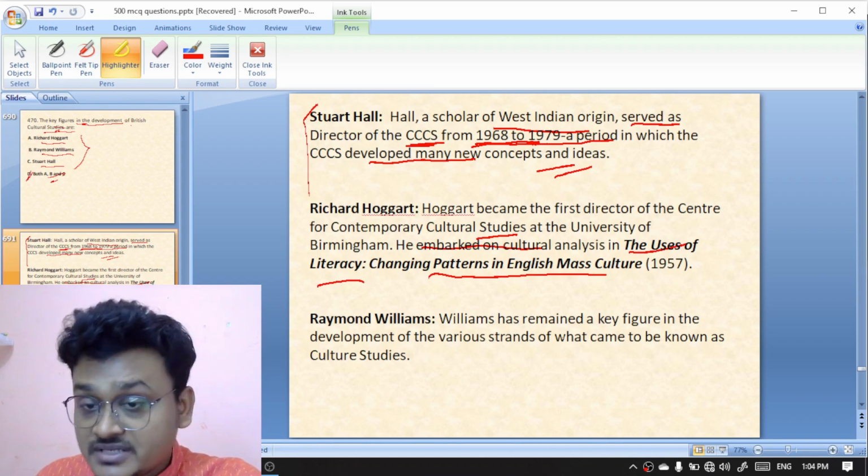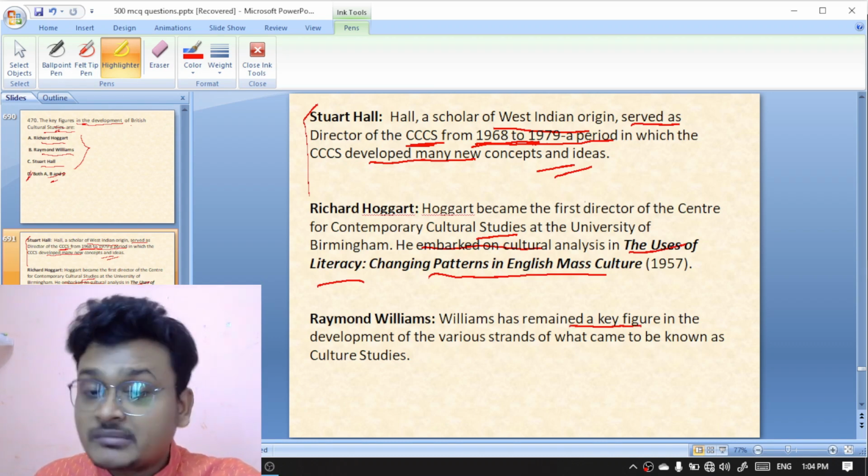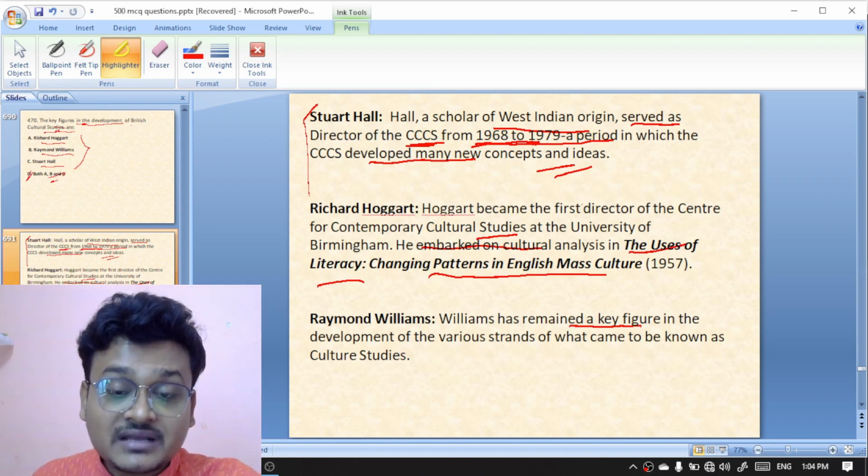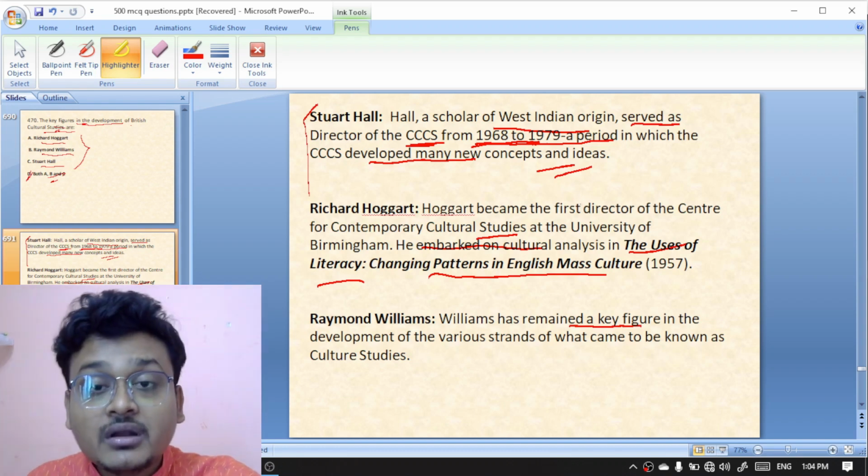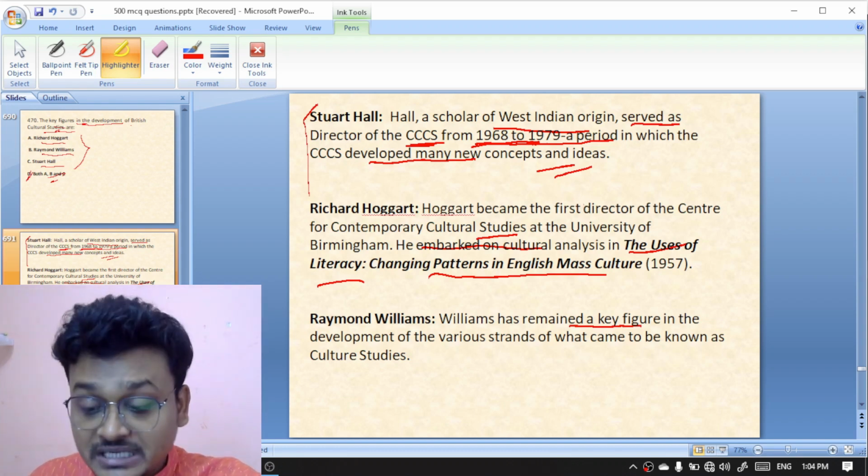And Raymond Williams has remained a key figure in the development of the various standards of what came to be known as cultural studies. So these three are prominent figures in the development of British cultural studies.